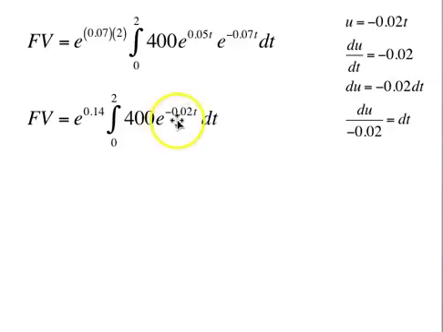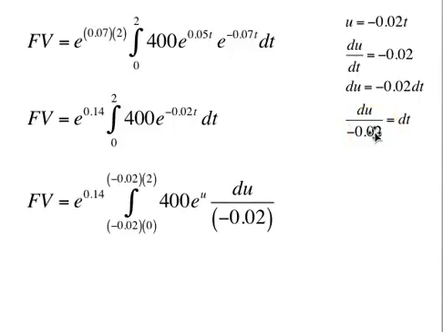So we will get e to the u. dt will be du divided by negative 0.02, but then we have to change our endpoints. When t is 0, u is negative 0.02 times 0, which will also be 0. When t is 2, u will be negative 0.02 times 2. So from 0 to negative 0.04. But 400 divided by negative 0.02 is a constant that can come out in front of the integral sign.